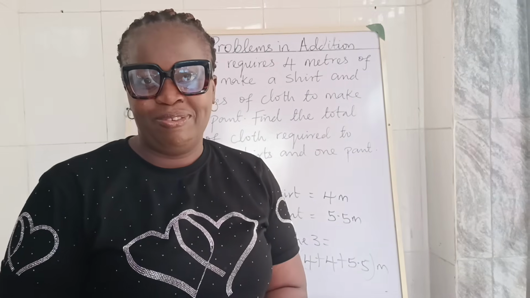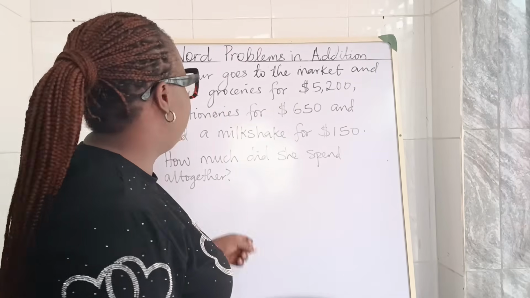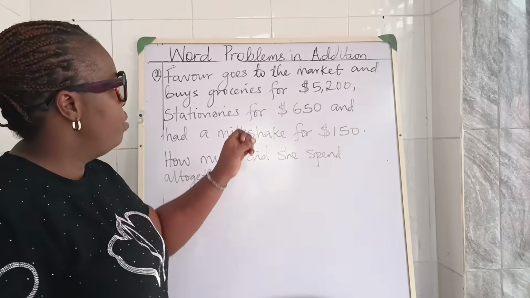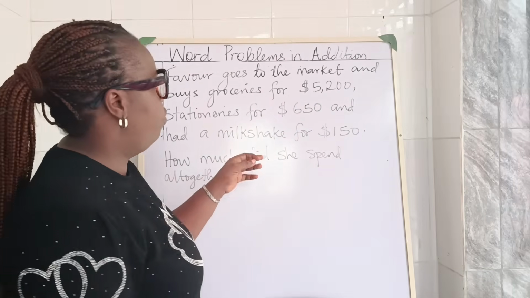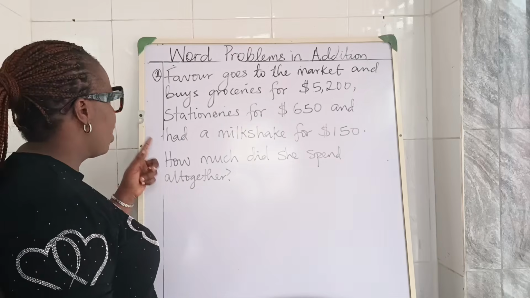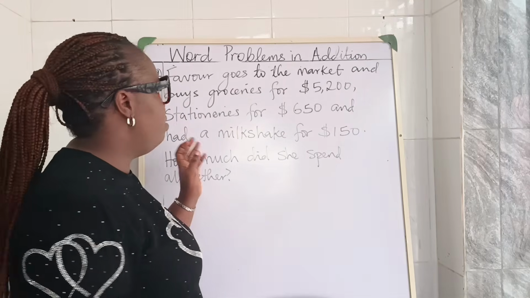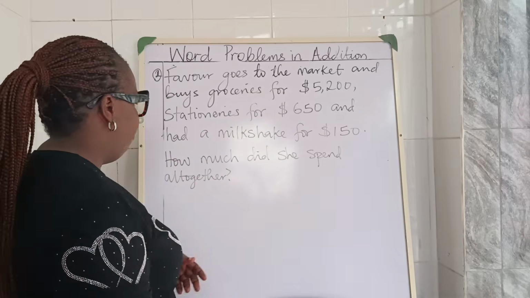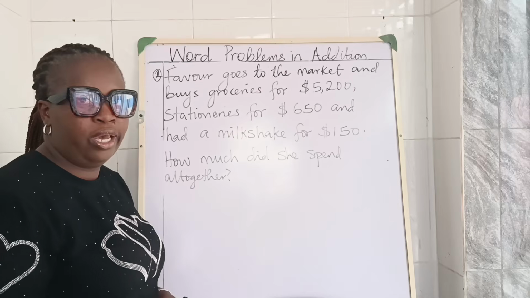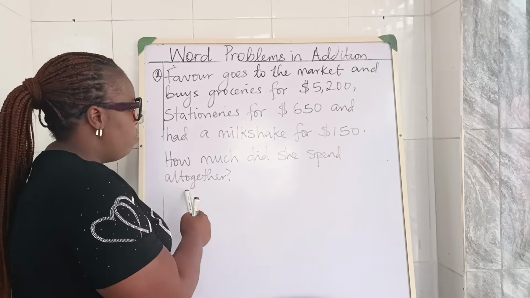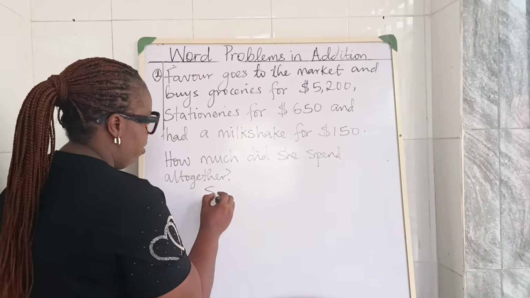Let's look at number 2. Number 2 says, Favor goes to the market and buys groceries for $5,200, stationeries for $650, and had a milkshake. She was so tired. She had a milkshake for $150. How much did she spend altogether? See our keyword altogether. Our keyword is what? Altogether. So we have solution.